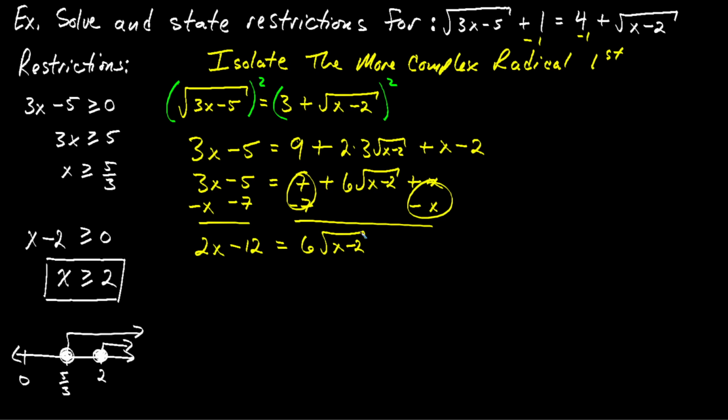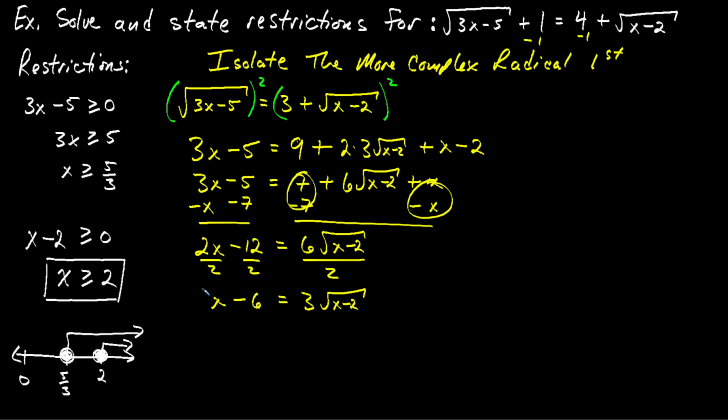Okay, and the only other thing I could do to make this a tiny bit nicer before I square it again is each of these terms is divisible by 2. So if I divide everybody by 2, I end up with x minus 6 equals 3 times the square root of x minus 2. Okay, and now we're ready to square this again.